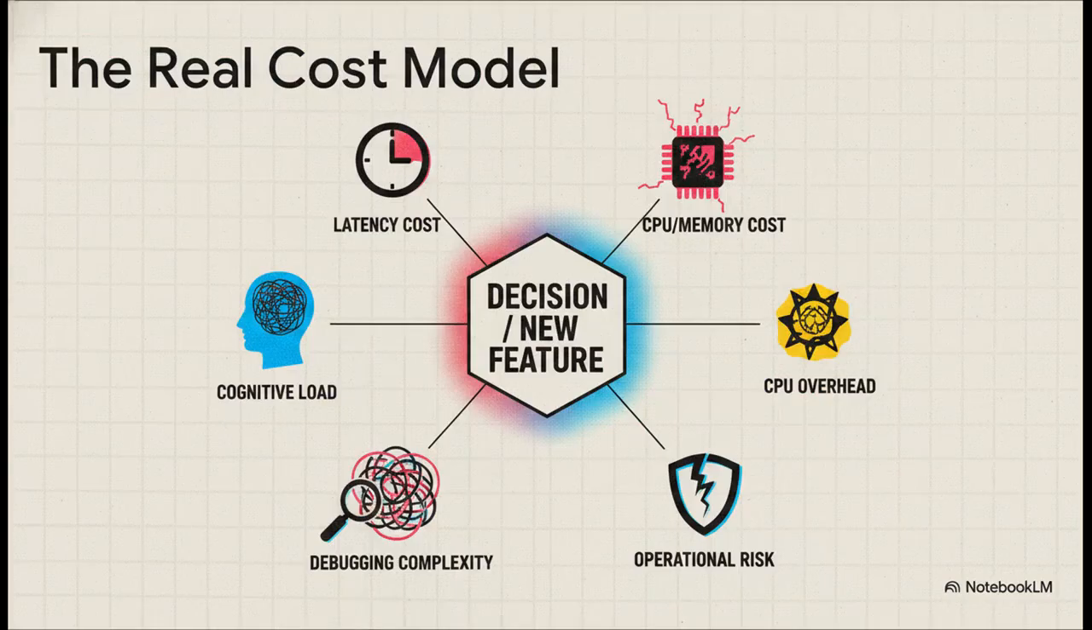wrong. Look, senior engineers don't evaluate decisions based on buzzwords. They think in terms of a cost model. Every single architectural decision adds latency or memory usage or CPU overhead. It adds cognitive load for the next developer who has to work on it. It increases debugging complexity and operational risk. Flexibility is just one item on this list, and honestly, it's not always the most important one.